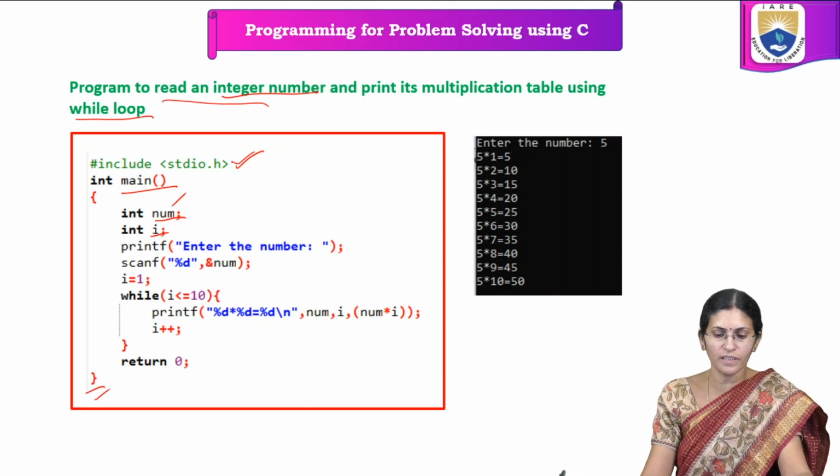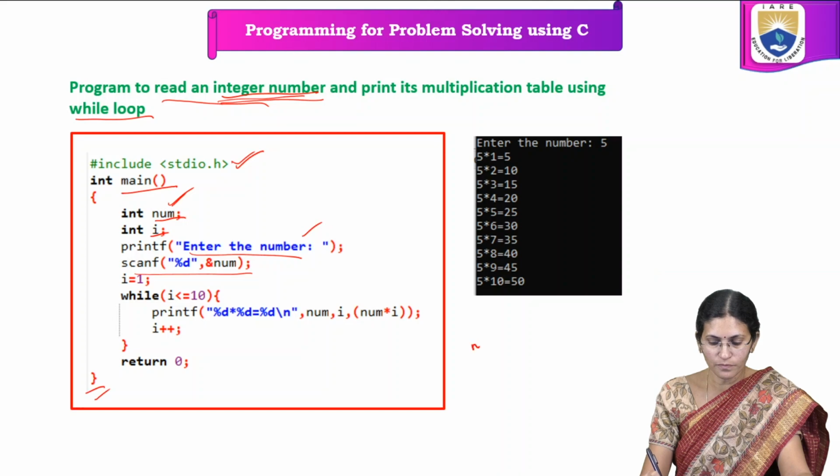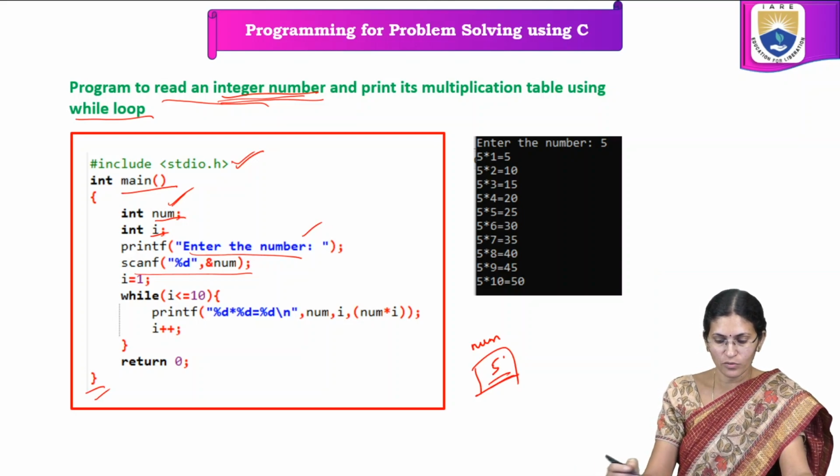Here it is given that we need to read an integer number. In order to read this integer number, we are using a variable num. Next, printf statement, enter the number. We have declared a variable num, so we need to give some value. The user will be prompted to enter the value. Suppose the user has entered 5. So num is equal to 5 now.